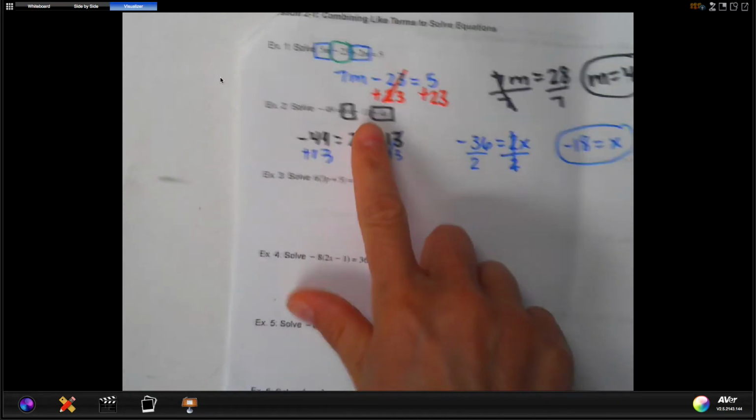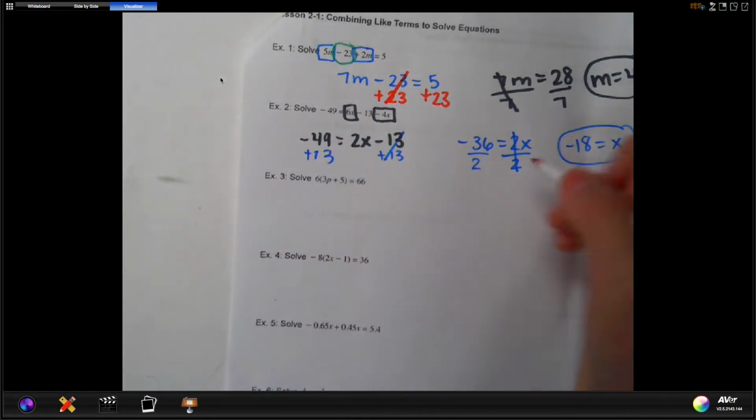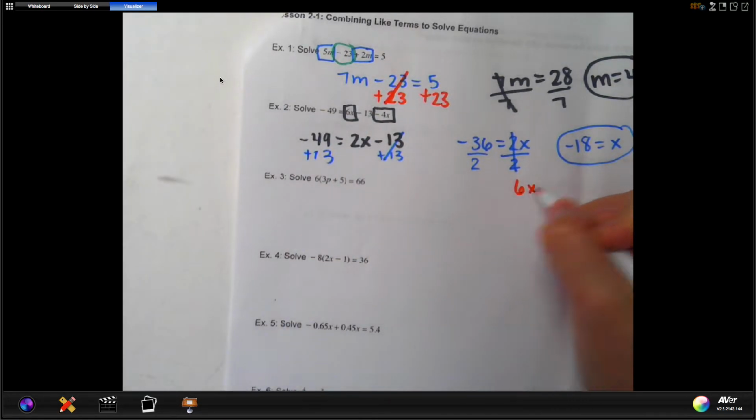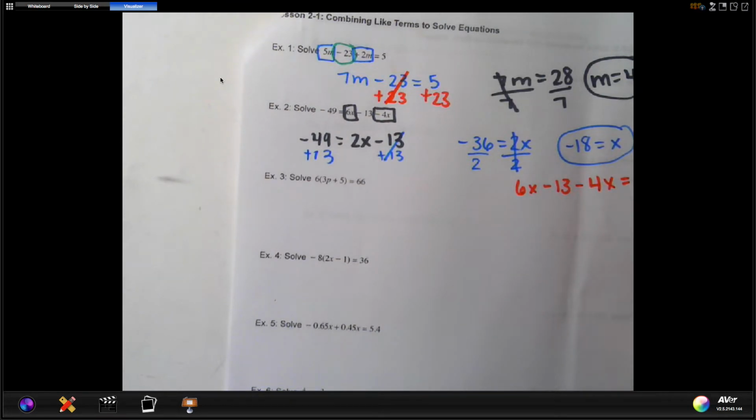You could write this back out so that it had said 6x minus 13 minus 4x, and then you can put your equal sign on that side and put your negative 49. If that helps you to solve it by having all your variables on the left, you can definitely do that. Okay, now here's where we've got something even more new.